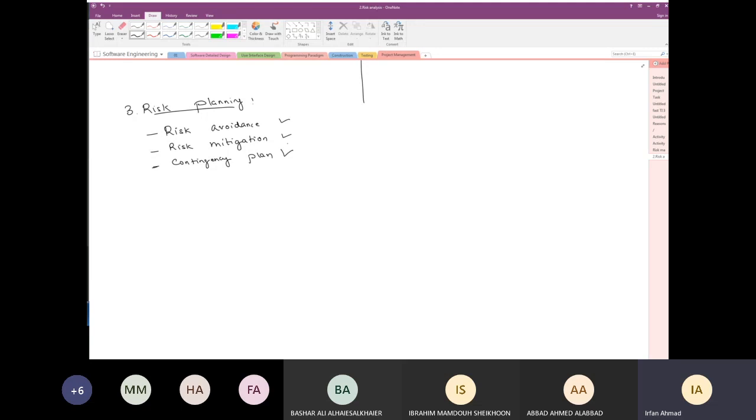Anyone who's not clear with these ideas, let me know. Anyone of you who's not clear with the idea of this risk planning?